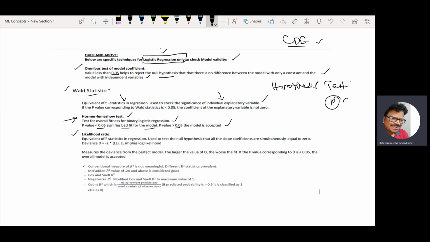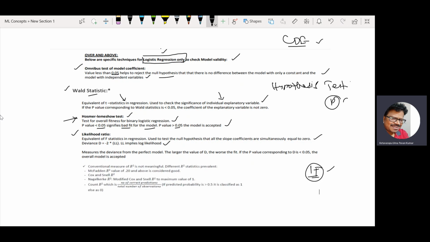And we have the likelihood ratio also, equivalent to the F test actually. It is used to test the null hypothesis that all the slope coefficients are simultaneously equal to 0. This is a typical situation, guys: the slope value becomes zero every time, then it all leads to a zero kind of thing. Then in that case, deviance D is minus 2 times the log of likelihood. The same problem is there in some other places also, guys, where you need to add that 1 so as to avoid that particular zero aspect. So in such cases, you can go ahead with the likelihood ratio.